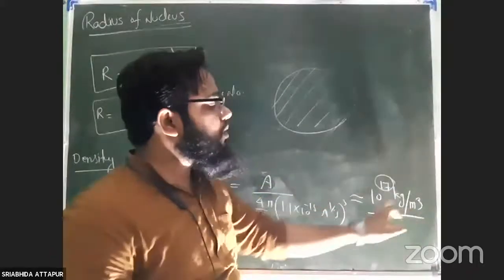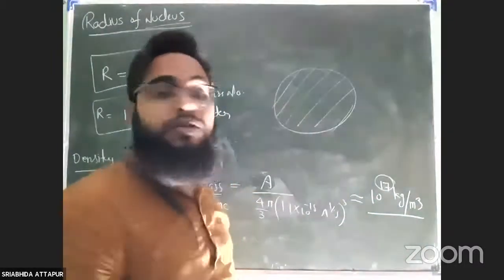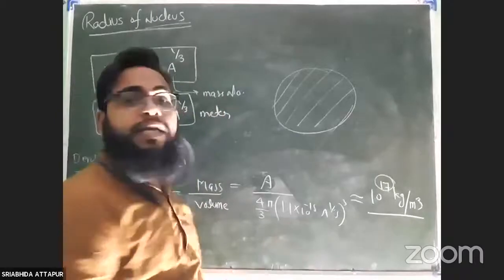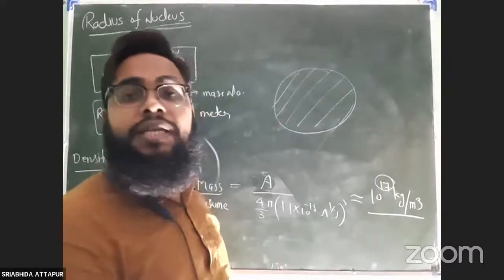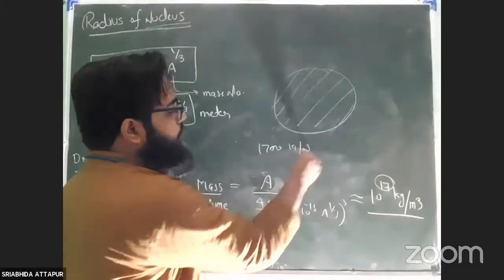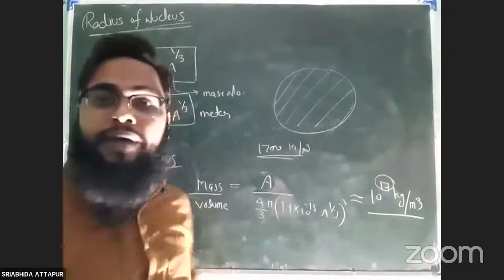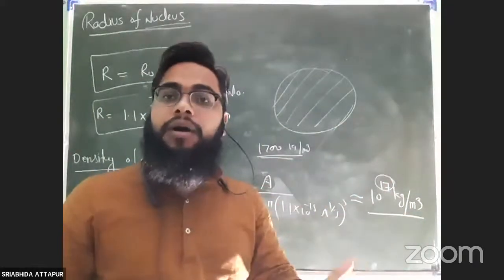1 meter cube is how much? 10 power 17 kilograms. That much dense actually. Water density is 10 power 3, you can compare with that. Steel density is around 1700 kilogram per meter cube. Suppose I gave you a 1 meter by 1 meter by 1 meter steel block, we would be unable to lift that block.